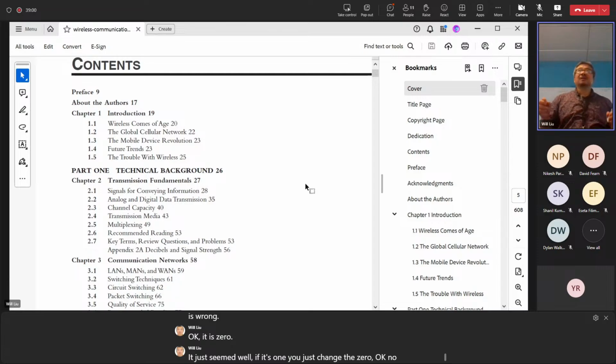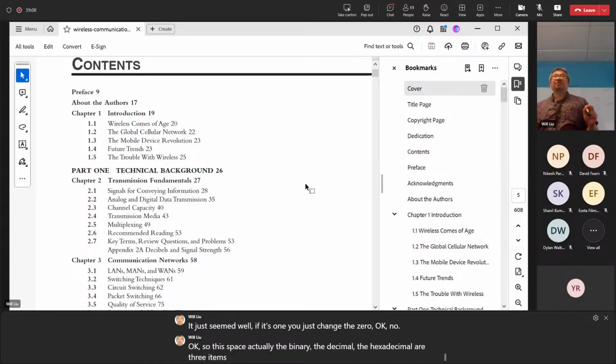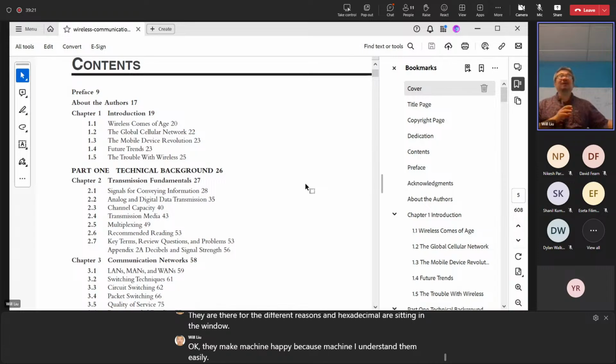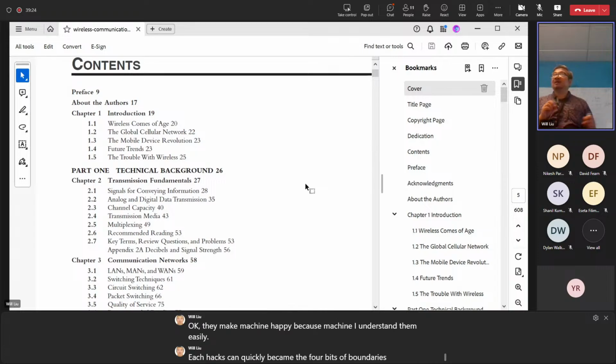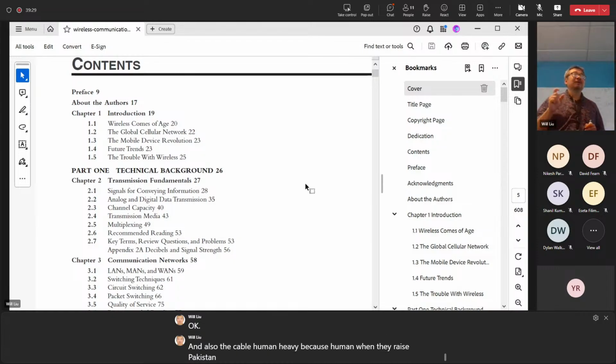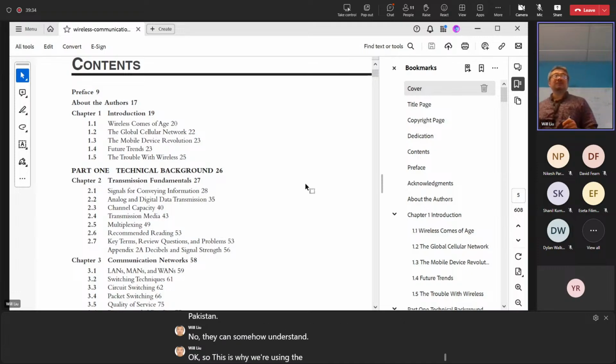Okay, so the binary, the decimal, the hexadecimal are 3 systems. They are there for different reasons, and hexadecimal is sitting in the middle. They make the machine happy because the machine can understand them easily. Each hex digit can quickly become 4 bits of binaries. And they also keep humans happy because when humans read hexadecimals, they can somehow understand as well. So this is why we're using the 3 systems, but they have different purposes.